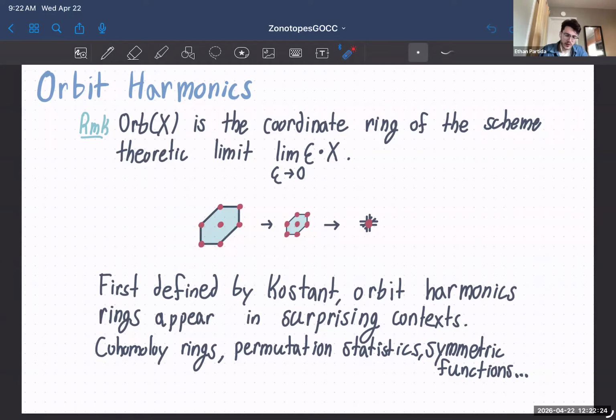And I think orbit harmonics, it feels a little random when you see its definition, but I guess the thing that's convinced me that these rings are interesting is that they just appear in lots of contexts, and they've proven to be interesting in those contexts. So there's many examples where you have quotient rings you're interested in, and they turn out to be orbit harmonics rings. And this perspective is useful if you're trying to study these rings. And here's some list of things in which I know that they've appeared. I think there's more.